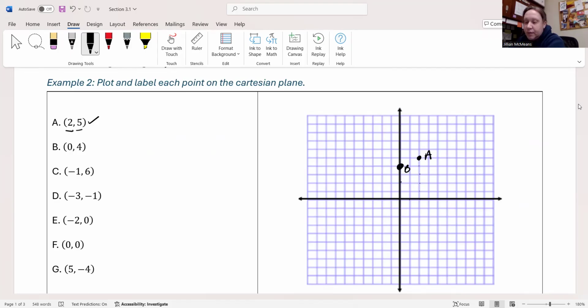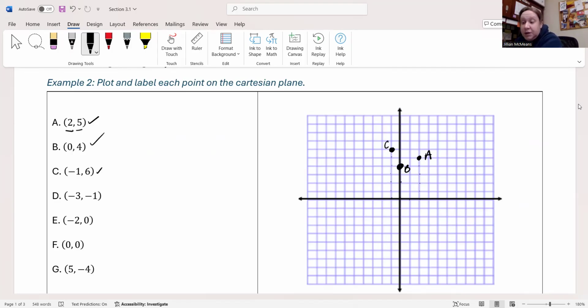Okay. Now, the point C, we have negative 1, comma 6. So the x coordinate is negative 1. The y coordinate is 6. So at the origin, I want to go to the left 1, and then I want to go up 1, 2, 3, 4, 5, and 6. So there's the point C. Okay, nice and slow. Always double check yourself. Count very carefully, because if you're off even by just 1, it kind of throws the whole graph off.